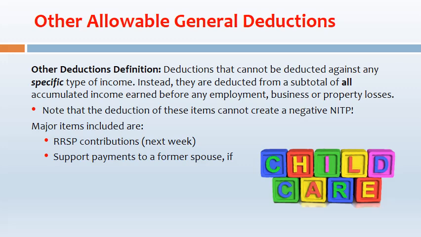So we saw that receipts of spousal support were included in income. Payments of spousal support are deducted from net income in these other general deductions. So again, they must be periodic and they must be by virtue of a court order in order for you to make this deduction. Same criteria as were required for the inclusions of spousal support.